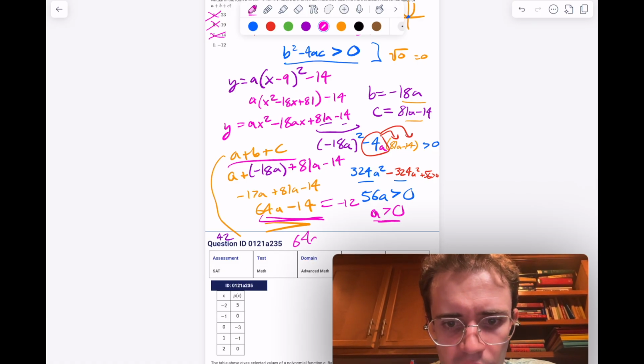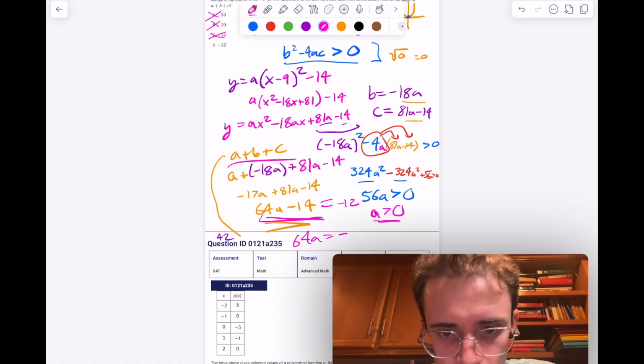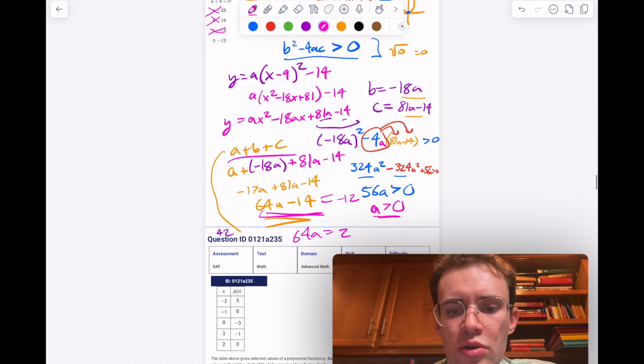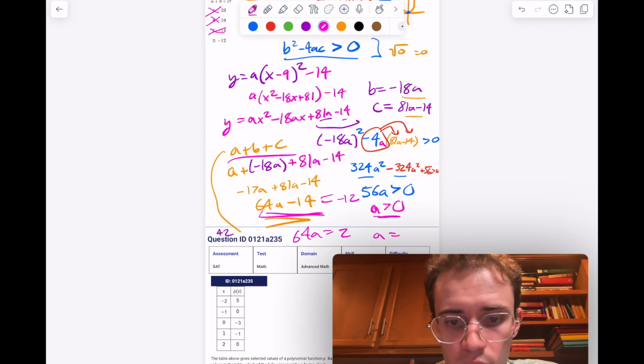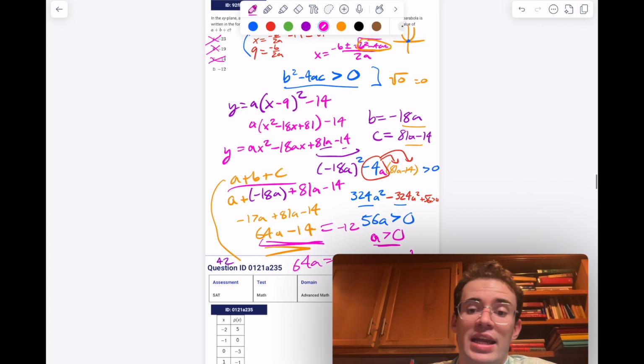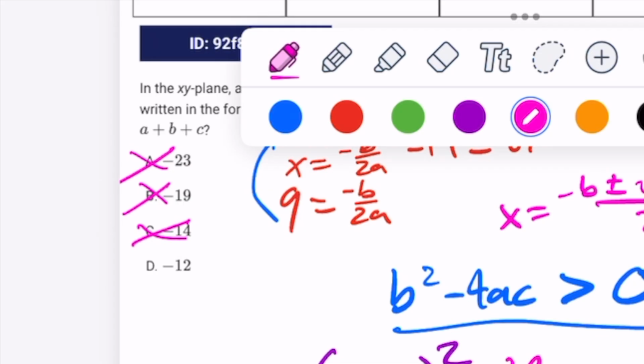It would be 64a equals, add 14 to both sides, gives you 2. So 64a equals 2, so that means that a is equal to 2 over 64, which is 1/32. 1/32 is greater than 0, so that's allowed, right? And then you could even plug them in, figure out what b and c are, but that would be how you do d. Okay, interesting.